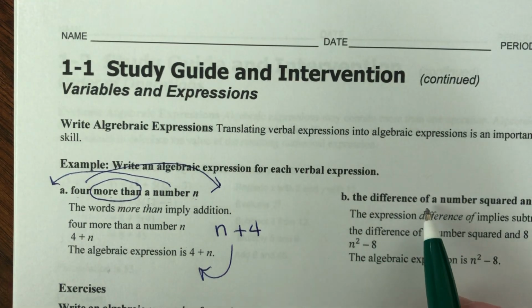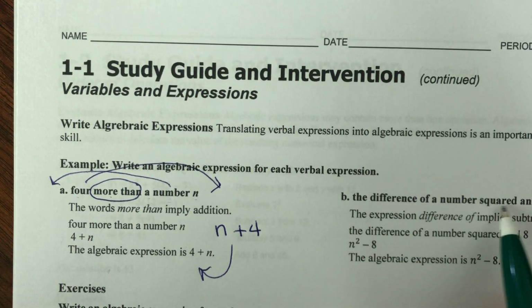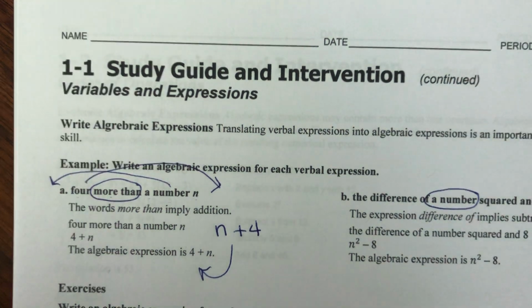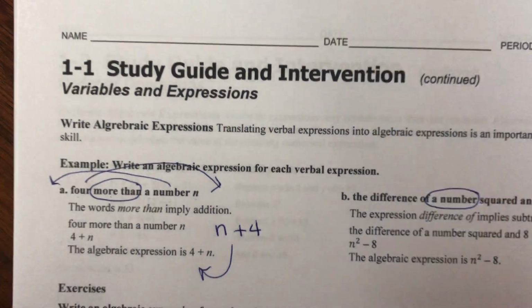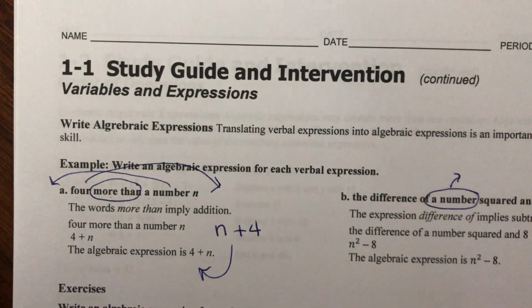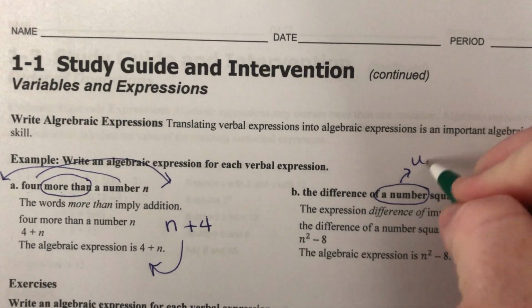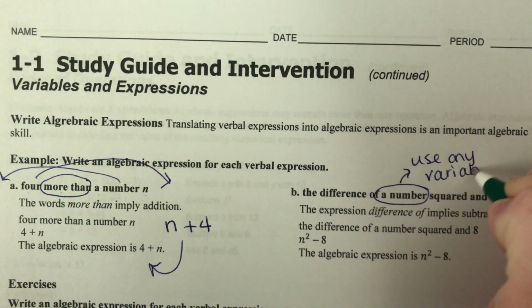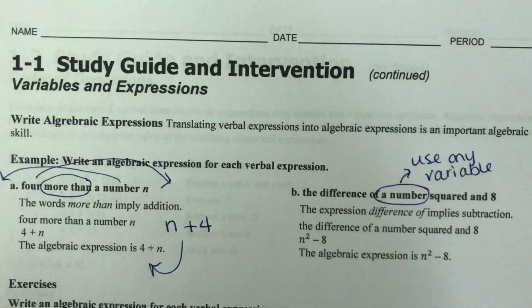The difference of a number squared and 8. What happens when they just say a number? What do you use in math when you don't know what a number is? A variable. So you can use any variable you want. I'm going to write that. Use any variable. Any letter of the alphabet is fine when all it says is a number.